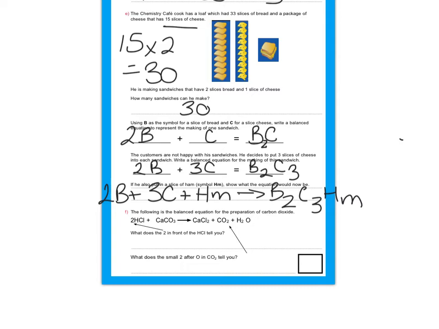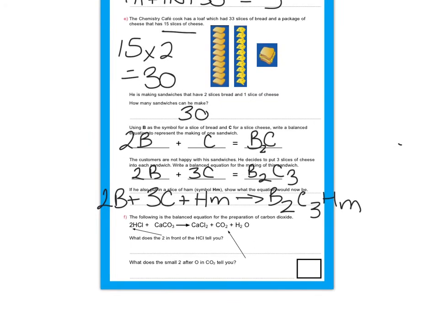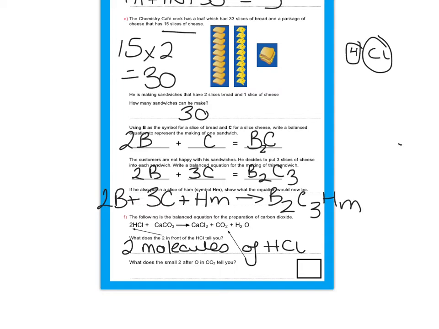Finally, we're getting to a scientific question. So the following is the balanced equation for the preparation of carbon dioxide. So how you make carbon dioxide. What does the 2 in front of the HCl tell you? It tells you that you have 2 molecules of HCl. So if we were to draw that out, it would look like this. So there's your Cl. Cl is the bigger one, and here's your H. And because I have 2, that tells me I have 2 of those molecules. So there's our 2 HCl.